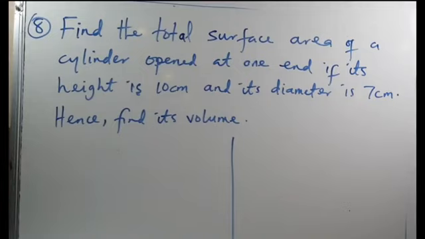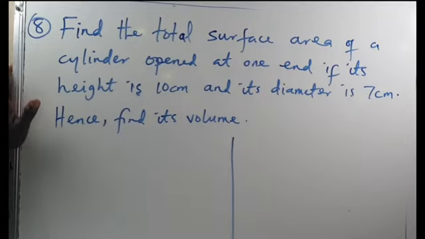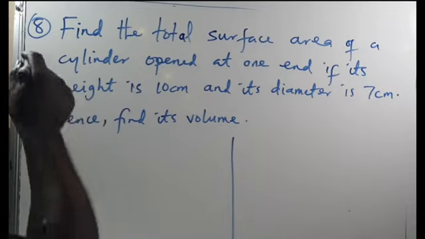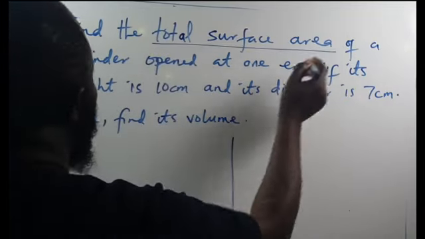This is the second part of the revision. So we want to look at this topic now. This question is on surface area of a cylinder, which we have treated. If you check one of the videos I have produced, I have explained it in detail, but we're still going to revise it here. So this question says find the total surface area of what?